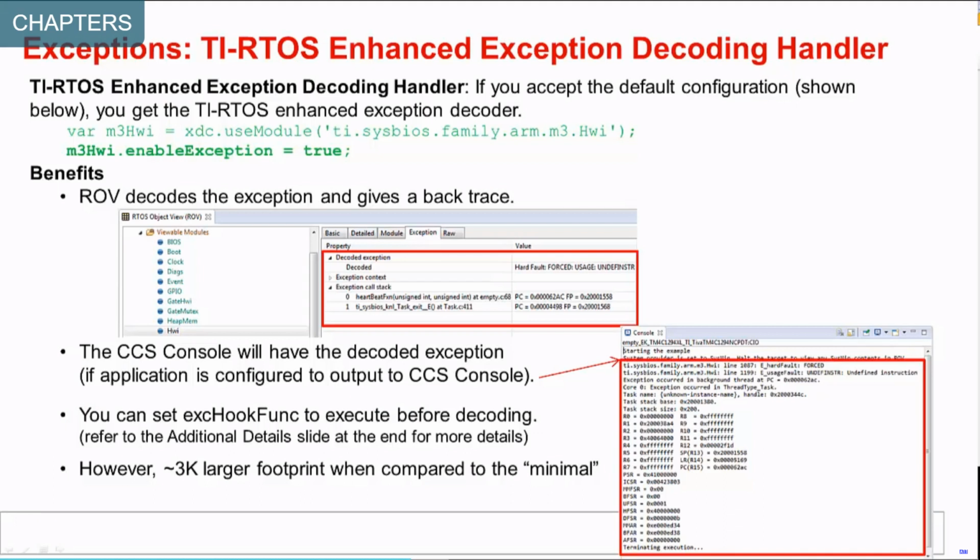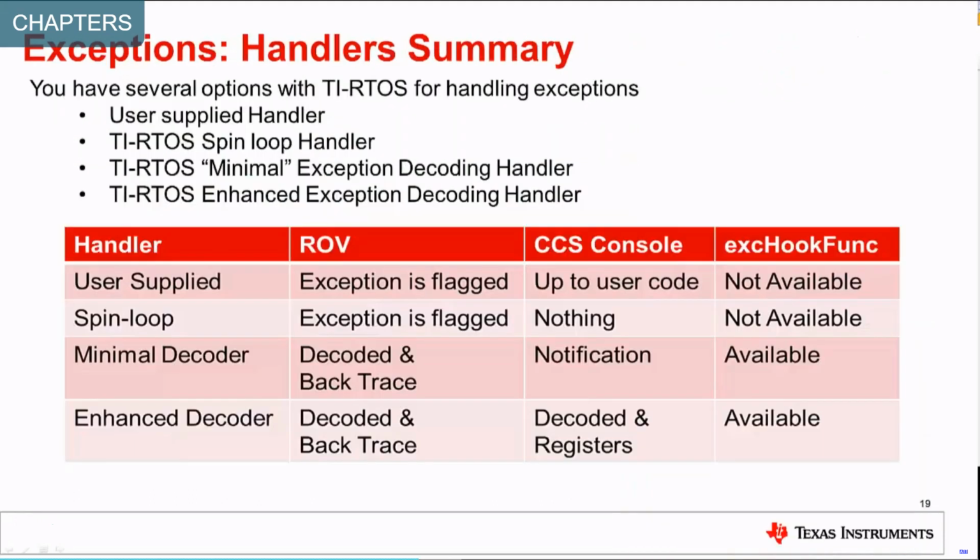And again, as in the previous slide, please note the quality of the call stack is dependent upon the device, the compiler options you have enabled or disabled, and the compiler toolchain. In summary, RTOS offers 4 different ways to handle device exceptions: user-supplied handler, RTOS spin loop handler, RTOS minimal exception decoding handler, or finally RTOS enhanced exception decoding handler.